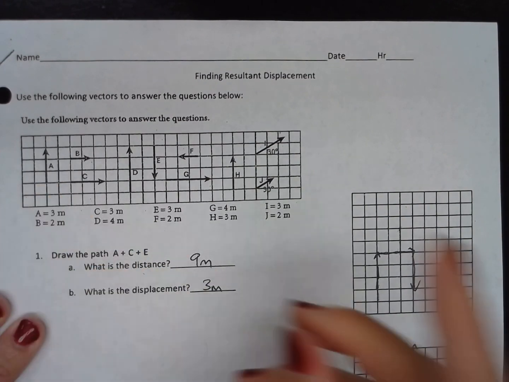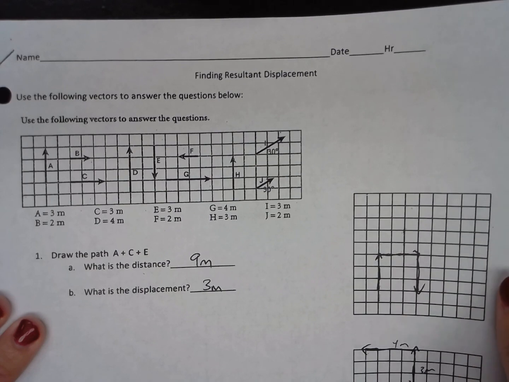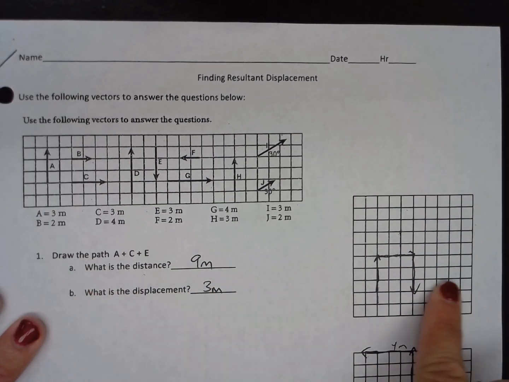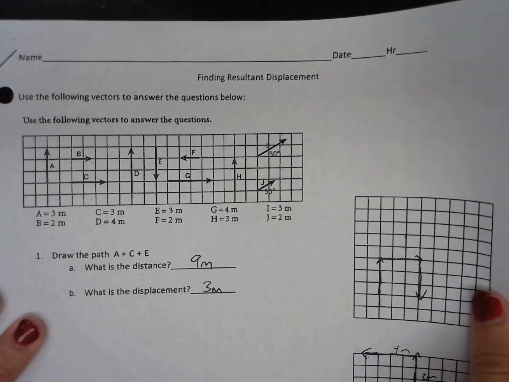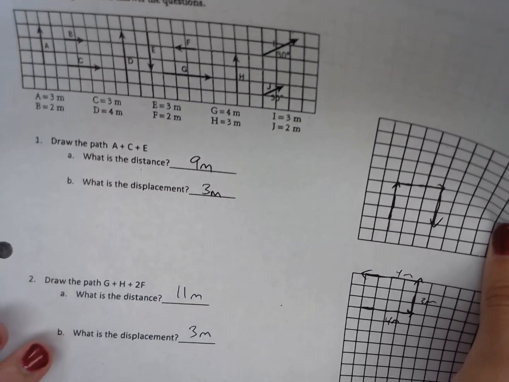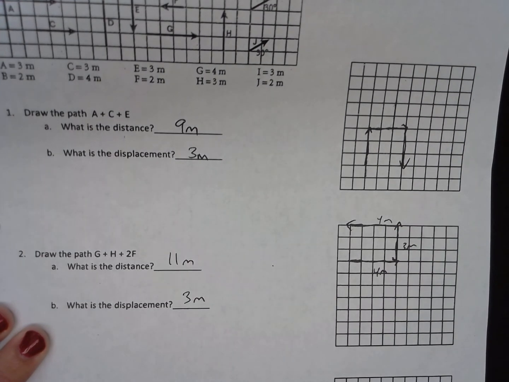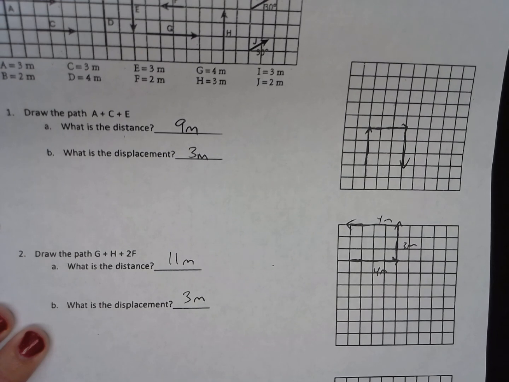So I'm always drawing A going 3 up every single time. So just a refresher from our last video there. We did do this first one together, so I'm going to skip that one and bring us to this next one. So here it says to draw the path G plus H plus 2F.